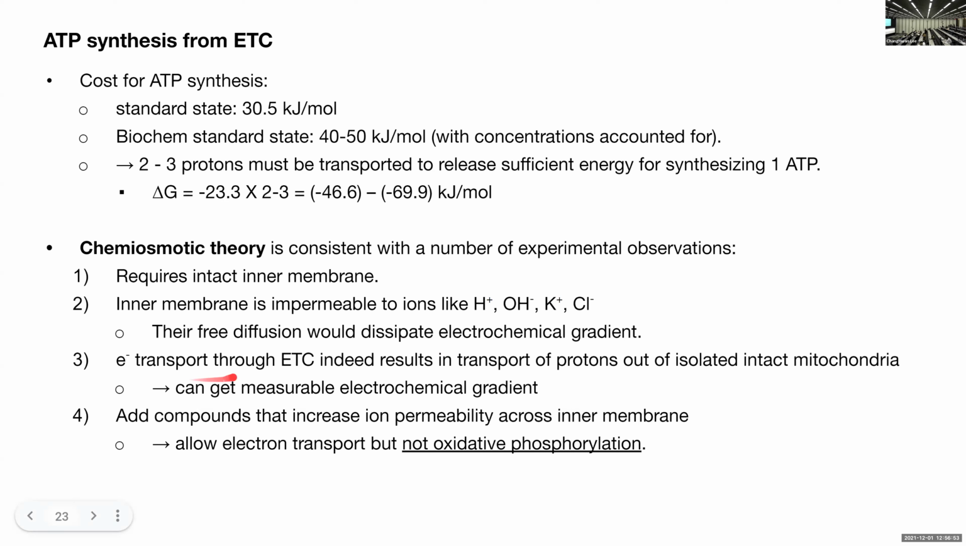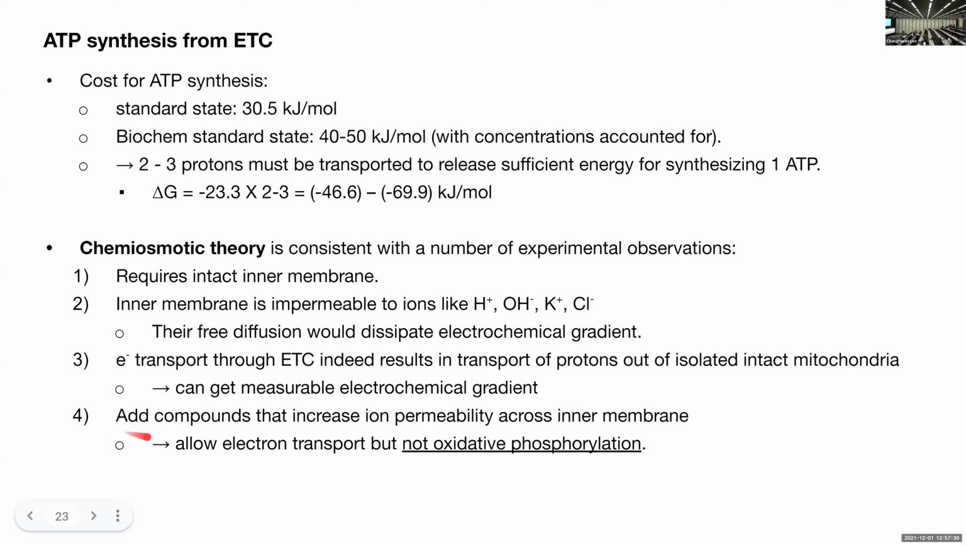And this electron transport happens through the electron transport chain, resulting in protons getting out of the isolated intact mitochondria. That was actually proven by experiment. They purified the mitochondria and saw that protons were constantly exported out of the mitochondria. So that proved that this theory or hypothesis is correct, or at least supports this hypothesis.